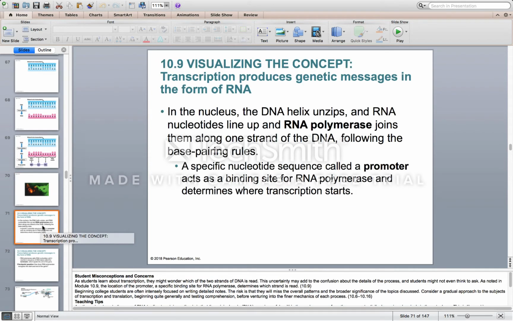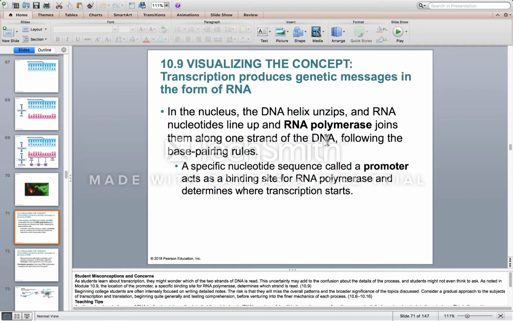Okay, so transcription is what? You're taking the DNA, you're transcribing it in the nucleus, and you're creating a single strand of messenger RNA. Do you guys remember DNA polymerase? Now we've got RNA polymerase. RNA polymerase is going to line up those nucleotides. They're going to join along a single strand of DNA, and they're going to follow the normal base pairing rule we have, which is A to U, G to C.